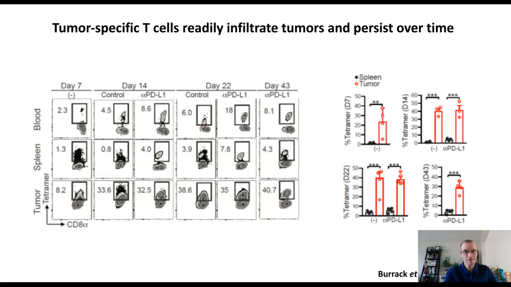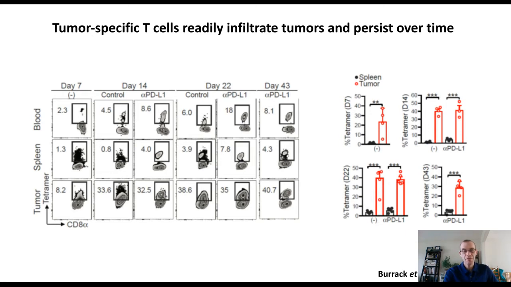We looked at these tetramer binding cells in the blood, the spleen, and the tumor on day 7, day 14, day 22, and in mice that were treated with PD-L1 blockade, day 43 after tumor cell injection. And when we gated on our CD8 positive T cells, we found robust populations of tetramer binding cells at all of these time points and in all of these locations. Consistent with the premise that T cells get into these tumors just fine. The tumor itself does not restrict T cell infiltration.